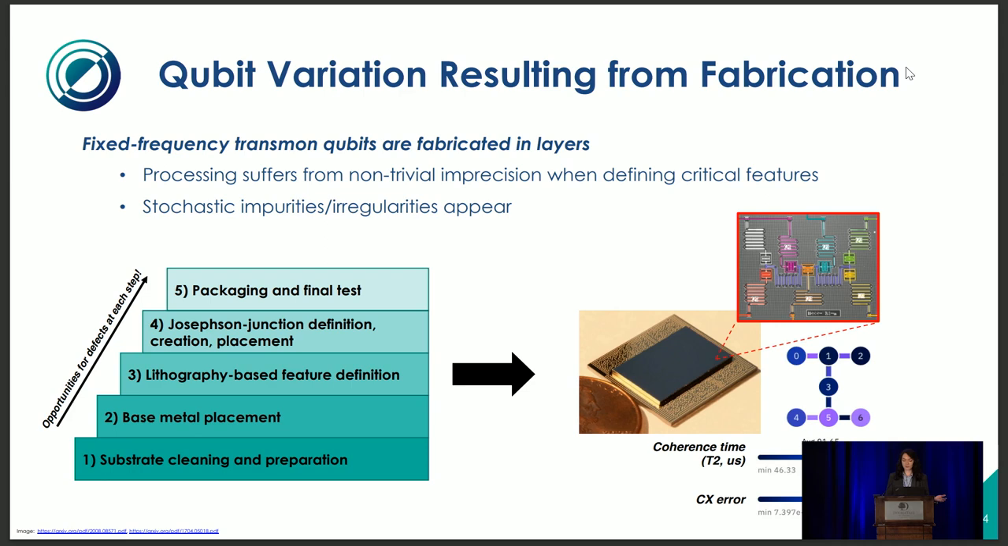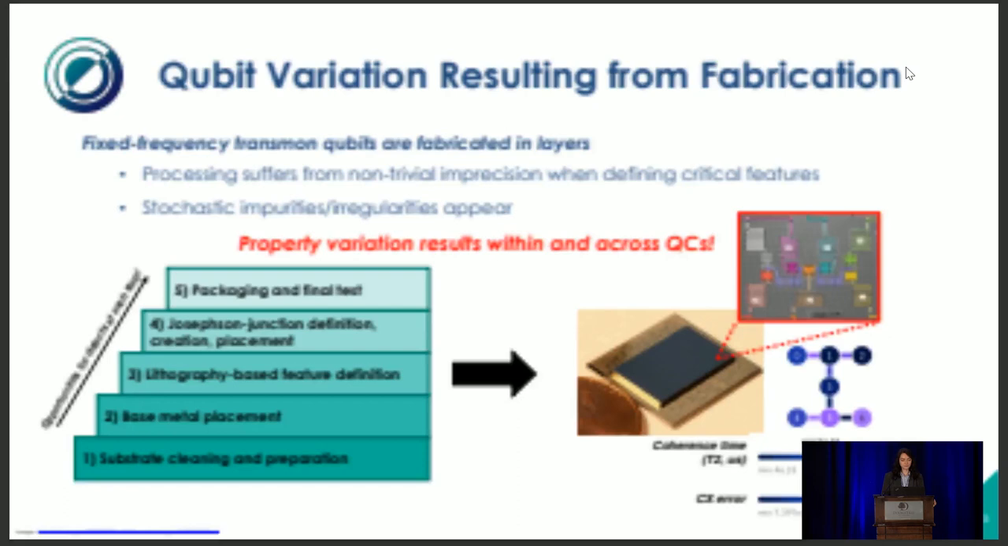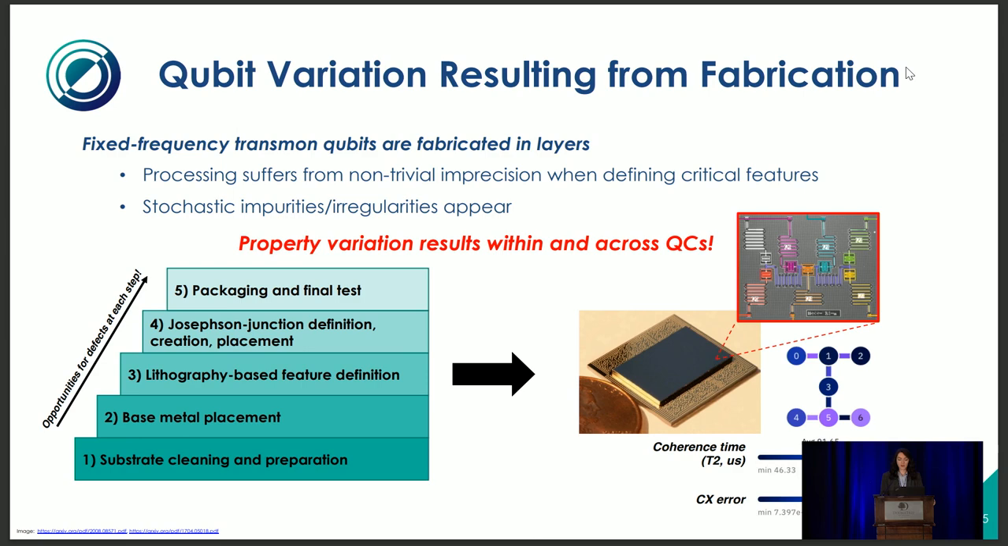Our fixed frequency devices and a lot of other superconducting and circuit-based quantum technologies depend on fabrication steps that are done in layers. So we have our substrate cleaning, our metal placement, lithography, junction definition, packaging and final test, and all of these introduce opportunities for defects to be injected into our quantum devices. And of course, those defects lead to irregularities that we see during performance. So we can see how our fabrication steps lead to a quantum device, and that quantum device has unique properties because of those stochastic impurities that are injected at time of fabrication. So we are going to use those variations as a way to identify our quantum devices.